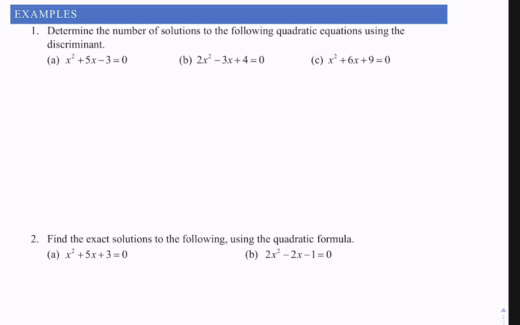using the quadratic formula. So I've got a couple of examples here. The first one is determine the number of solutions of the following quadratic equations using the discriminant. So to do this, I'm going to work out each part. So A is 1, because there's really an imaginary 1 here. B is 5, and C is -3.